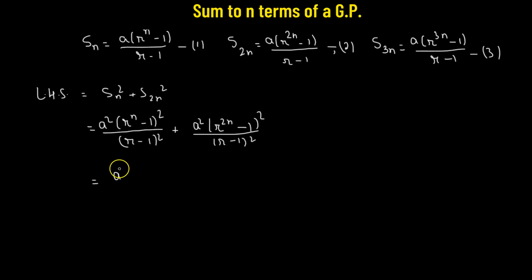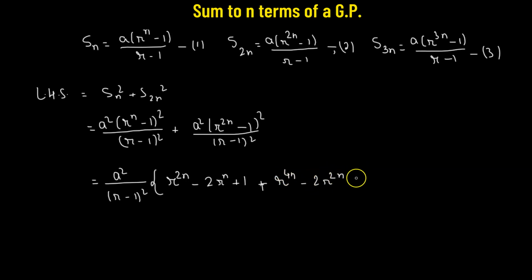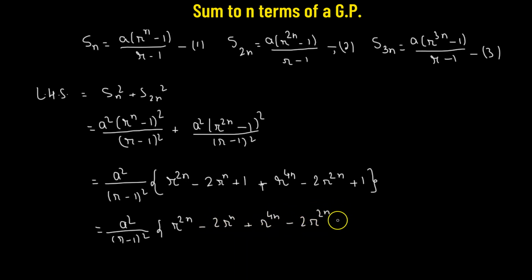Now, we first take a squared divided by (r - 1) whole squared as the common factor. This gets multiplied by (r^n - 1) whole squared, that's r^(2n) - 2r^n + 1, plus (r^(2n) - 1) whole squared, that's r^(4n) - 2r^(2n) + 1. So combining this, we get a squared divided by (r - 1) whole squared times r^(2n) - 2r^n + r^(4n) - 2r^(2n) + 2.